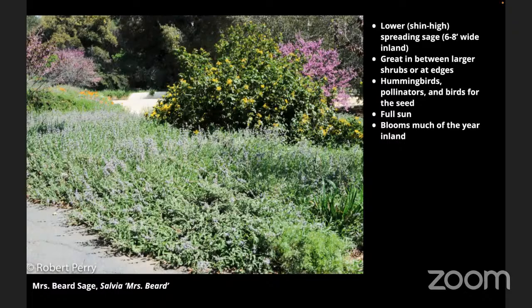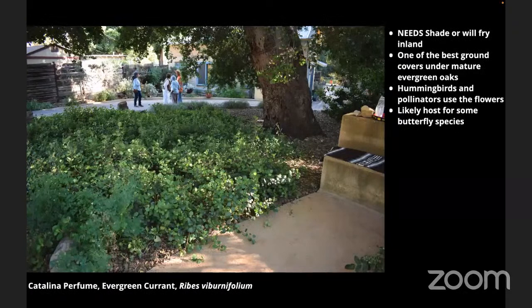Yeah, absolutely incredible. And then if you have the real full shade inland of something like an oak tree, one of the best ground covers that requires very little water after establishment for that is evergreen currant, sometimes called Catalina perfume. This lovely ground cover stays pretty low, but you really don't want it to get any direct sun inland. Just one strong beam on a hot day of direct sunlight could be enough for it to kind of fry at the edges. So this really is for true shade canopy, not even on that northern exposure where you get sun part of the year.